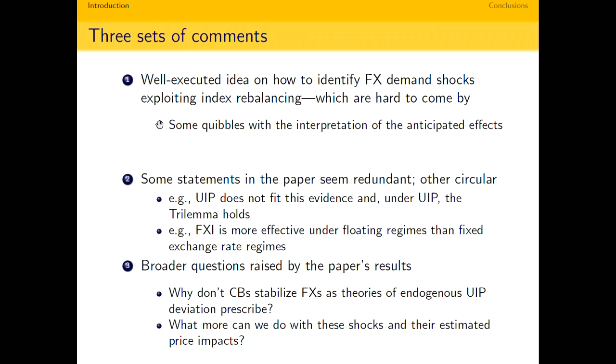I have three sets of comments: one on one particular set of empirical results on the anticipated effect of the shock, some quibbles and some suggestions. I don't think that is important because it can be easily addressed. And then there are some statements in the paper which, from my reverse reading of the evidence, seem to me redundant, in the sense that yes, we can make them, but I'm not sure they move our understanding of the problem forward. There is one set of statements I think is circular, and I'll stop here for a second.